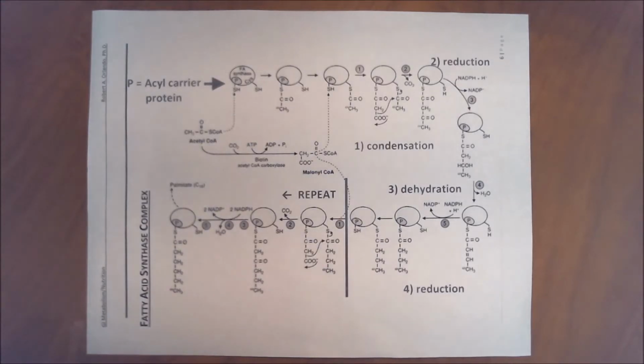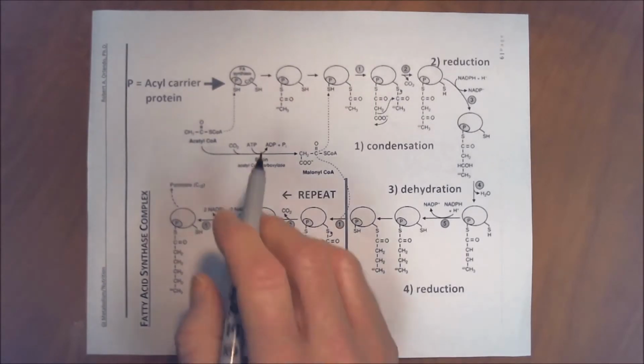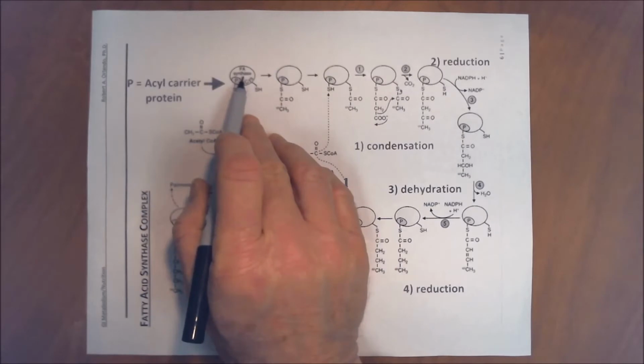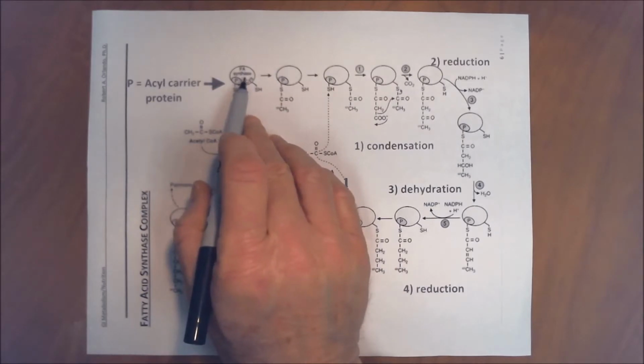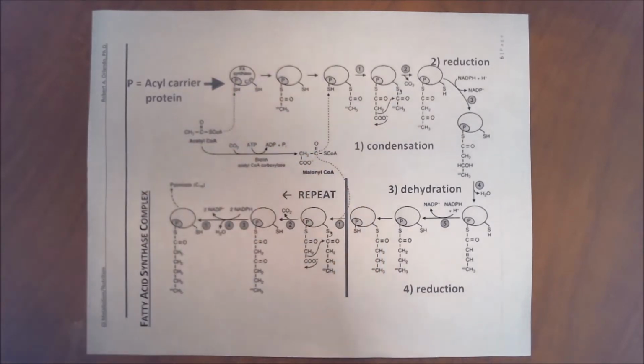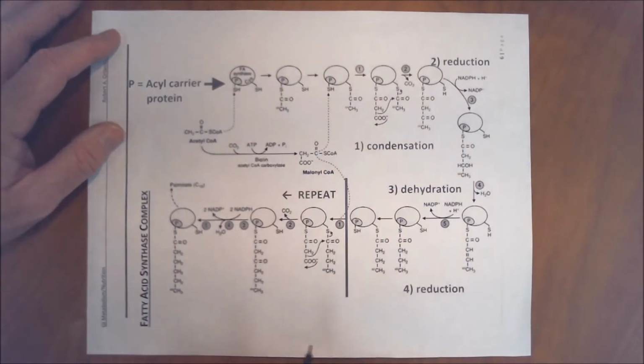So let's take a look at the reactions of fatty acid synthesis. Fatty acid synthesis is performed on a multi-protein complex, a very large complex, and that complex is called the fatty acid synthase complex. There are multiple cofactors and proteins part of this, but this video is to just simplify the reactions and look at the mechanisms of what's happening.